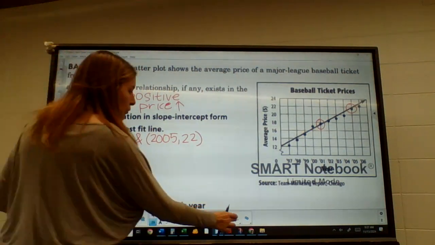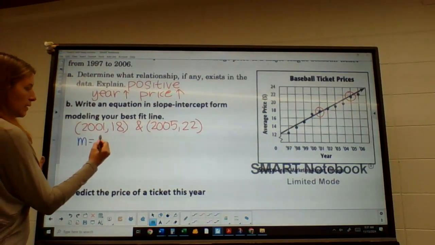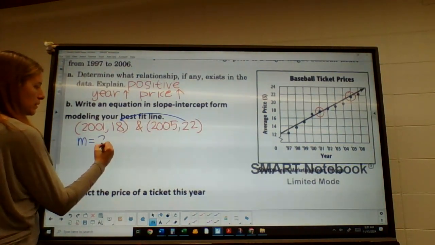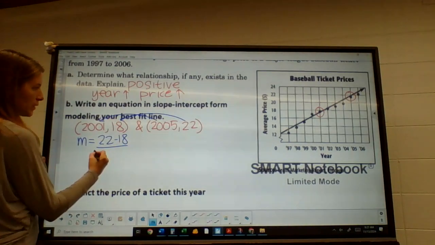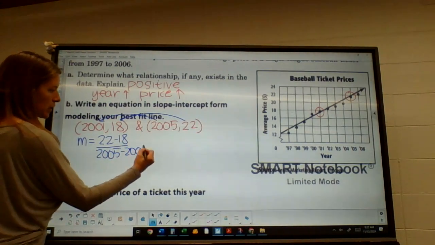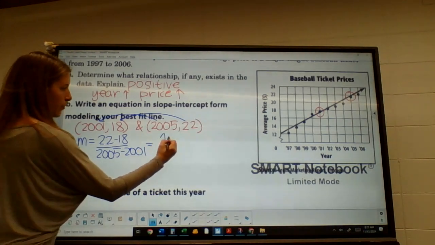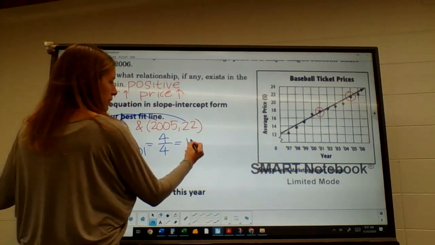So we're going to find our slope now. So y2 minus y1 and x2 minus x1. Well, we got lucky here. The ones I picked worked out really nicely. We get 4 over 4 as our slope. So our slope is just 1.